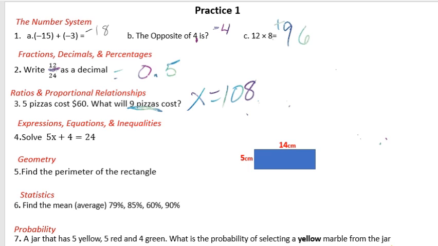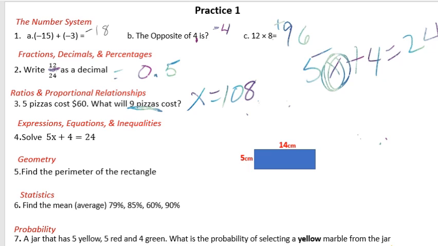All right, next one, expressions, equation, inequality. This is an equation. The reason it's an equation is because it has this equal sign right here. An expression would only have these terms. But because we have an equal sign here, that means we can solve this and find an answer for x. We want to figure out what x is. We need to get this x to be by itself.